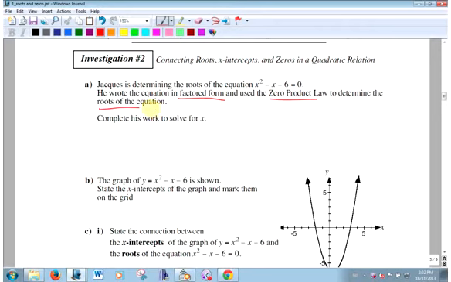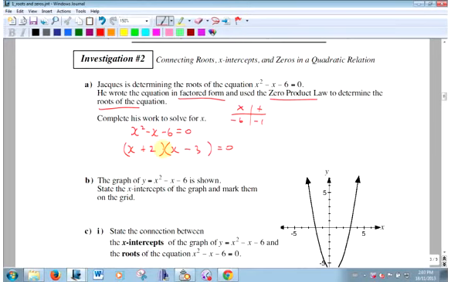Determine the roots of the equation. I got x squared minus x minus 6 is 0. How do I find out what values of x make this 0? What times what is x squared? X times x. What two numbers multiply to negative 6 and add to minus 1? All right, everyone agree?